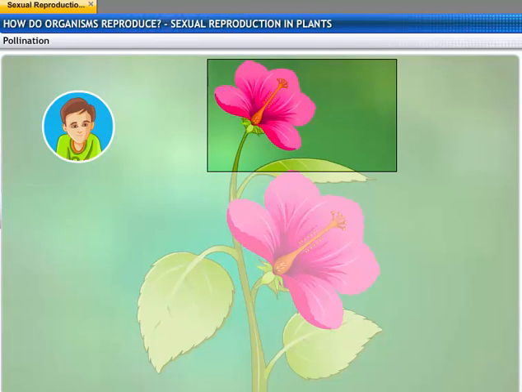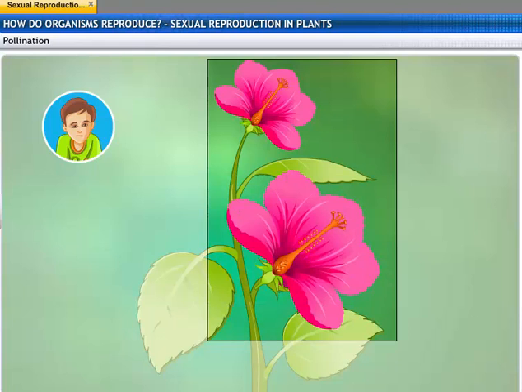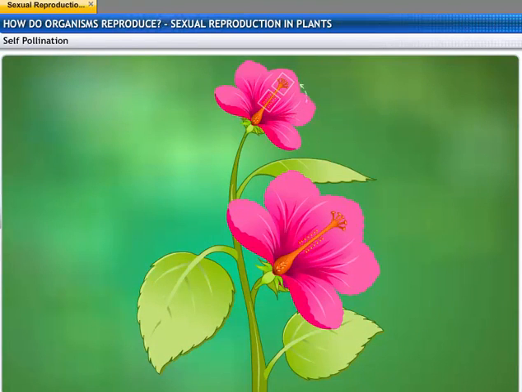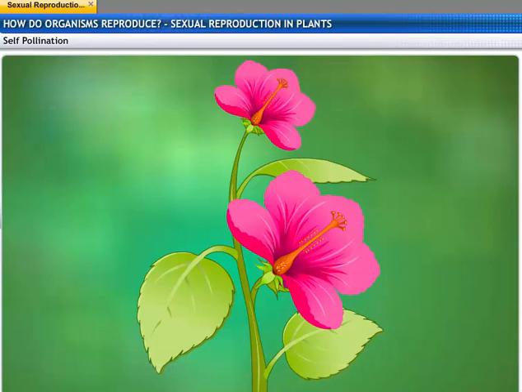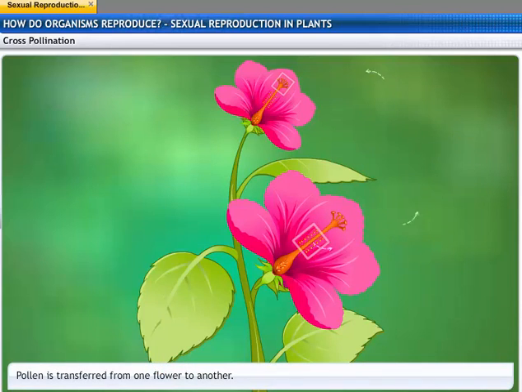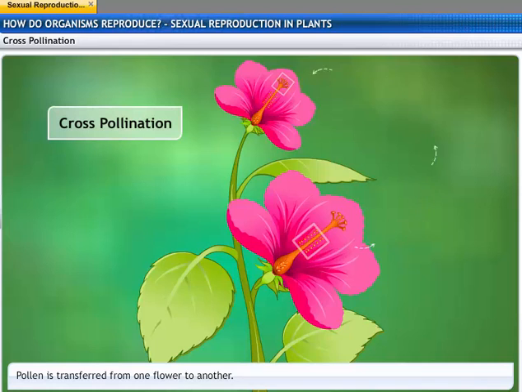Stigma of the same flower or a different flower? Well, in bisexual flowers, it could happen both ways. If this transfer of pollen occurs in the same flower, it is referred to as self-pollination. On the other hand, if the pollen is transferred from one flower to another, it is known as cross-pollination.